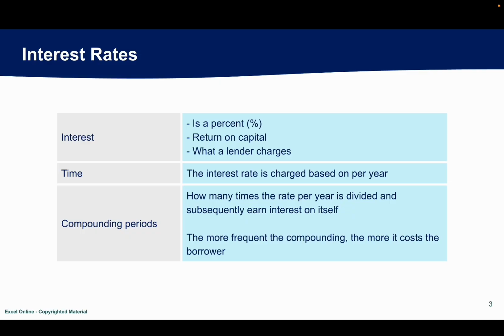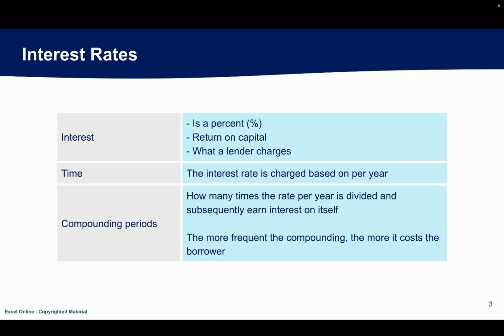In this course, we describe interest rates as a rate per year, and the rate will have a compounding period. A compounding period is the number of times the rate is divided per year. If we have a $100 loan at 10% compounded annually, the interest is charged once a year at 10%.